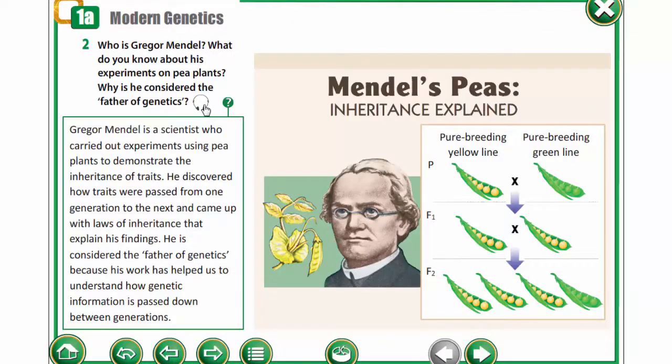Gregor Mendel is a scientist who carried out experiments using pea plants to demonstrate the inheritance of traits. He discovered how traits were passed from one generation to the next, and came up with laws of inheritance that explain his findings. He is considered the father of genetics because his work has helped us to understand how genetic information is passed down between generations.